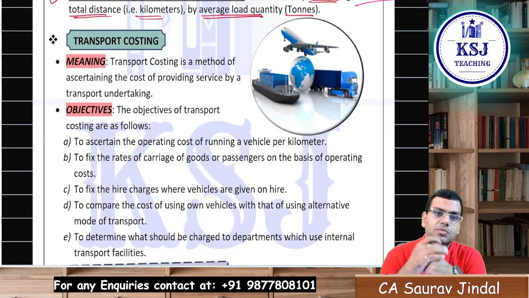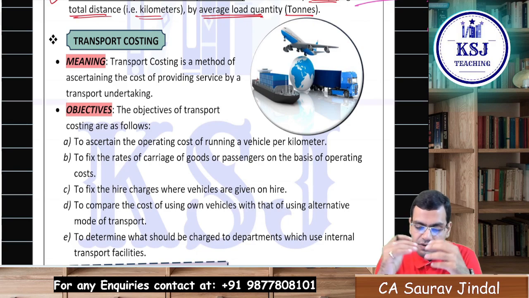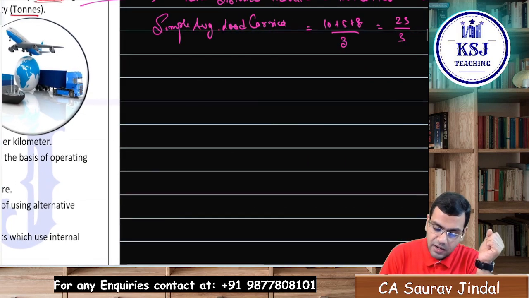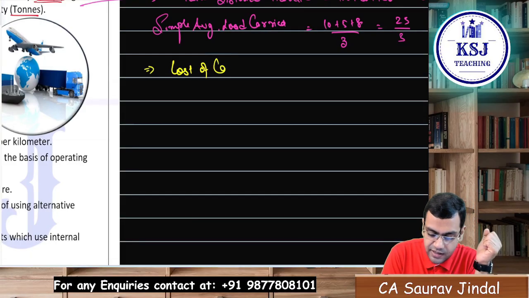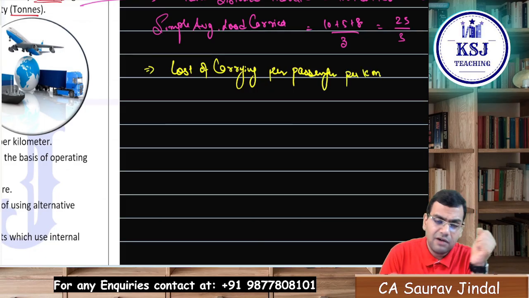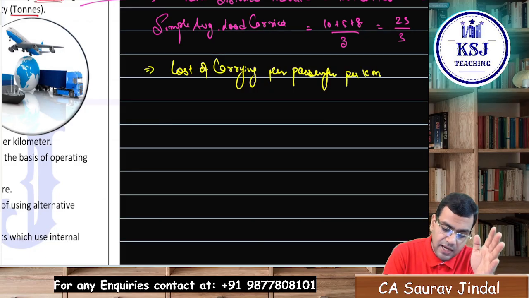Now, what is transport costing? For transport costing, I want to find out the cost of carrying per passenger per kilometer, right? How will I find that out? For this, I will need two things.